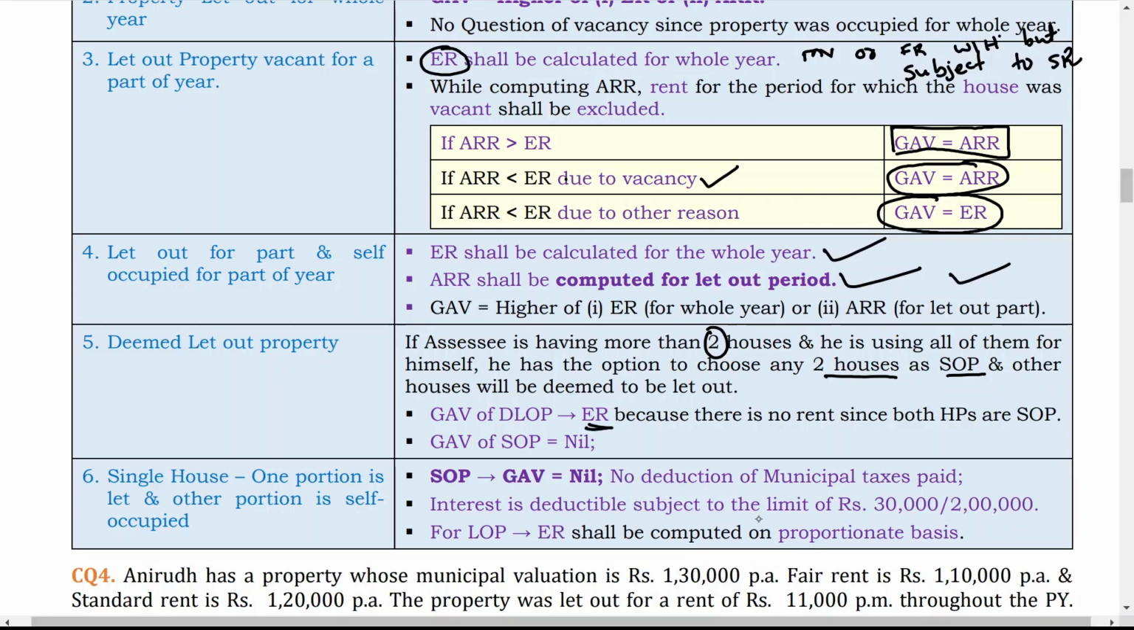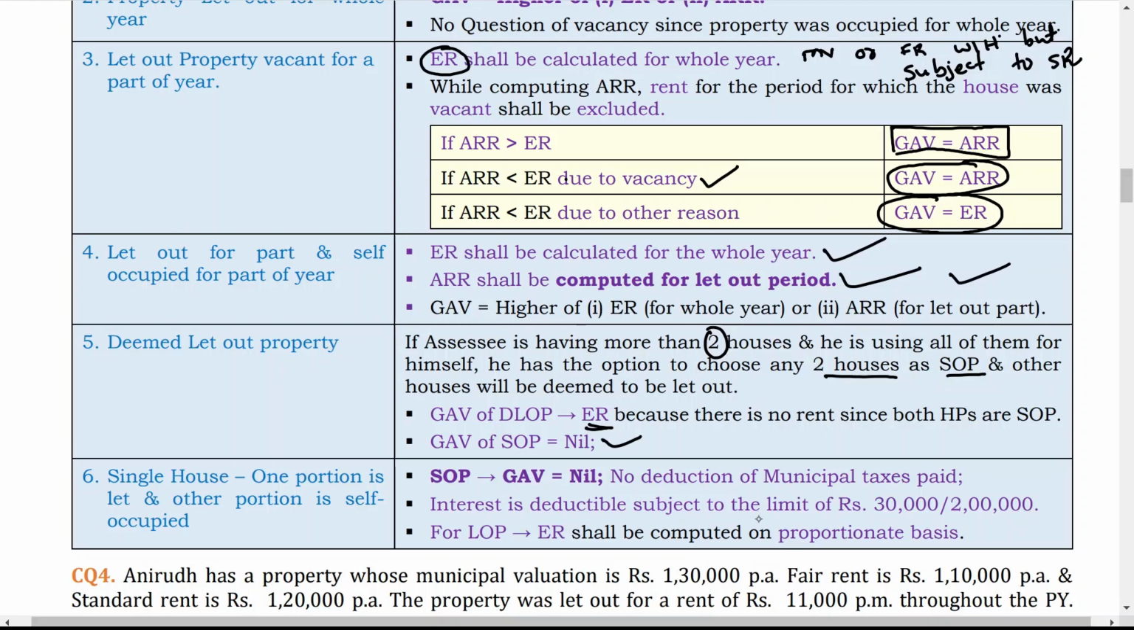Here ER will become your answer because there is no rent, since both HPs are SOP, meaning there is no ARR because actual rent received is not there. So that is why what you have to consider as GAV in case of DLOP is ER, expected rent. But GAV of SOP is nil. If it is SOP, then your GAV is nil. So in case of DLOP, your GAV is your expected rent.